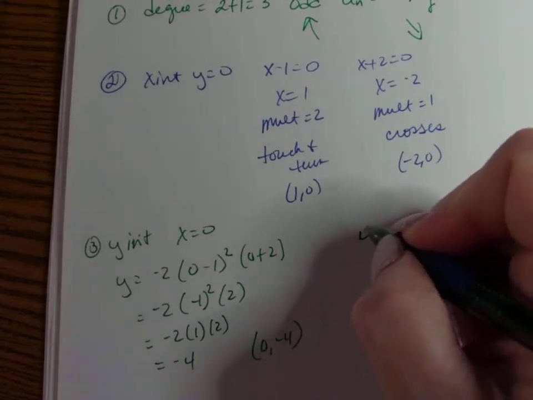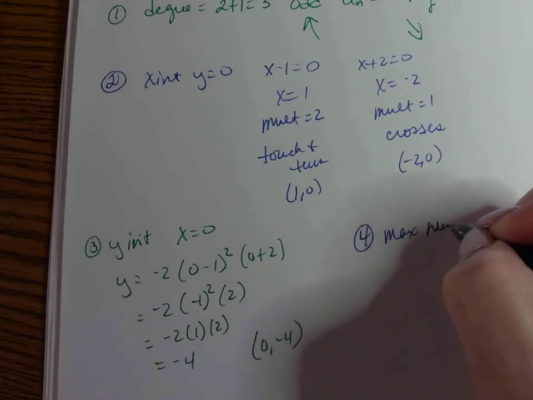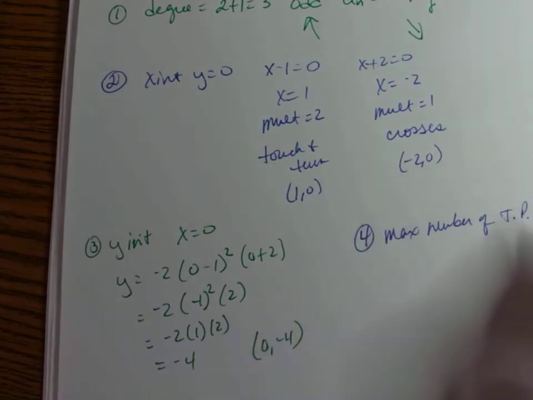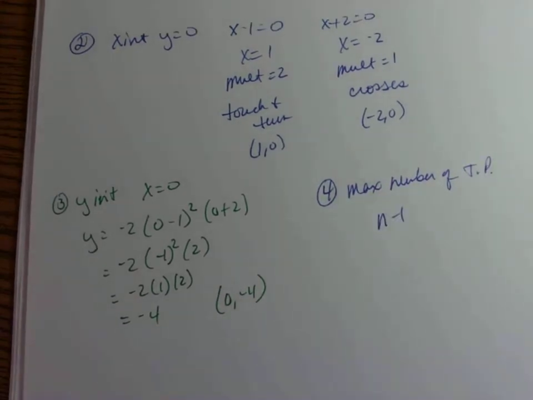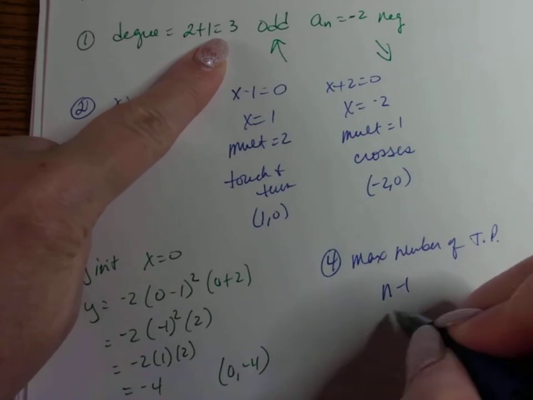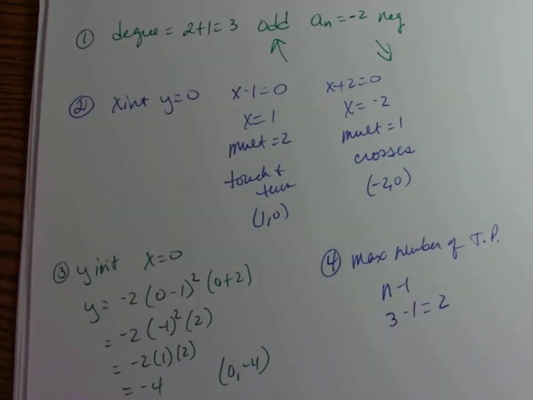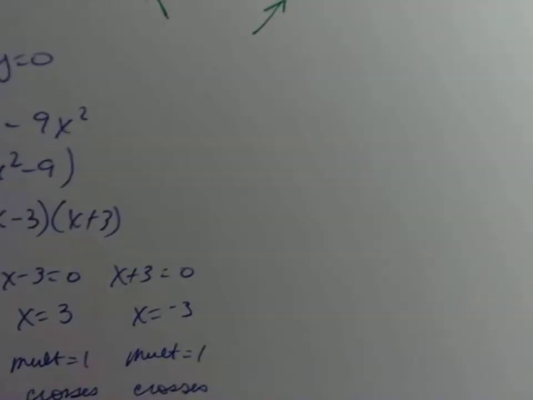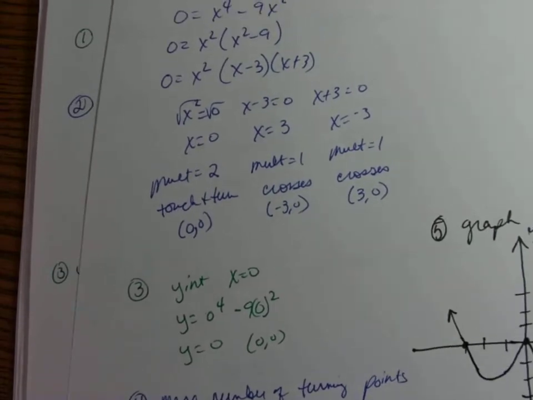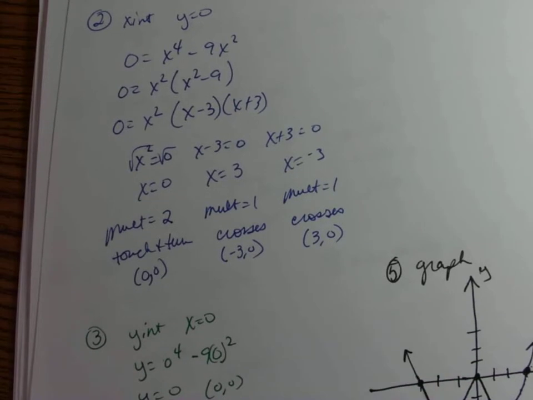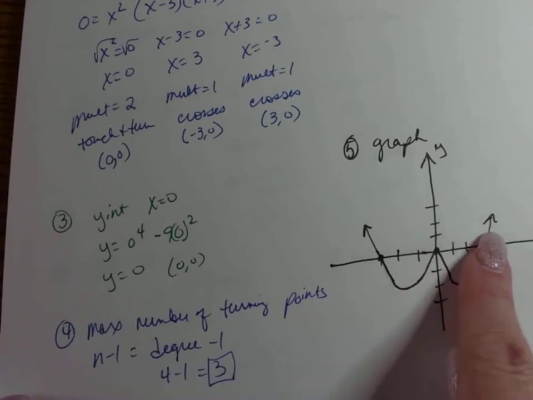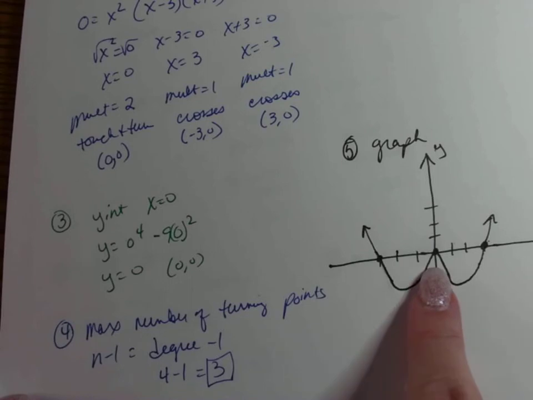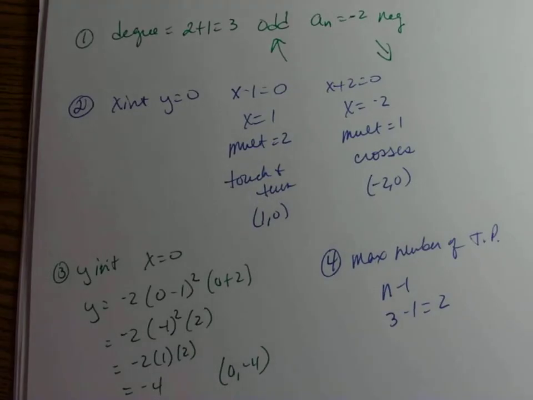We'll find our max number of turning points. Max number of turning points, again, is n minus 1, which is our degree minus 1. Our degree for this problem was 3, so this will be 3 minus 1, which is 2. And just to go back for a second, if you recall, we found on the last one the maximum number of turning points. You have to be able to see the graph. So here's a turning point. There's 1, there's 2, there's 3 turning points on the graph. It's where it turns. How many times does the graph change direction?